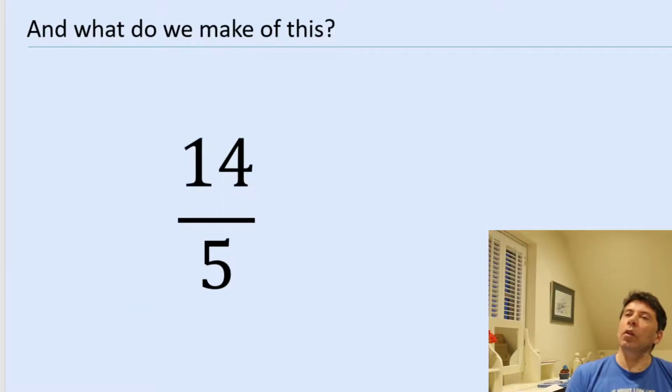And then finally, what do we make of this? So we've broken something into 5 equal parts, and we're taking 14 of them. Is that useful? It turns out this is useful. We can make sense of this. These are called improper fractions.